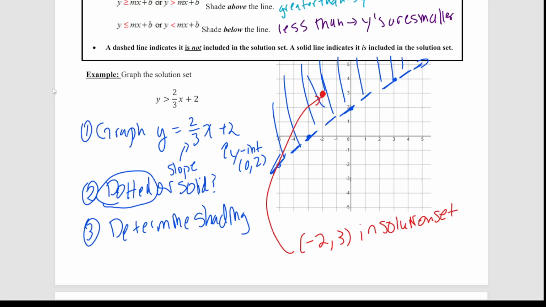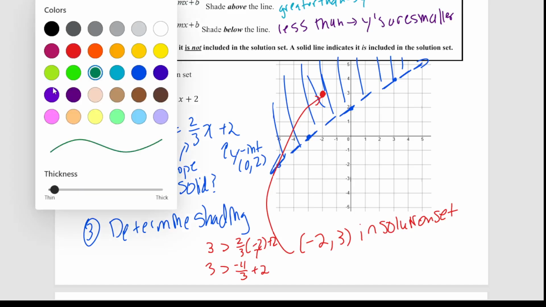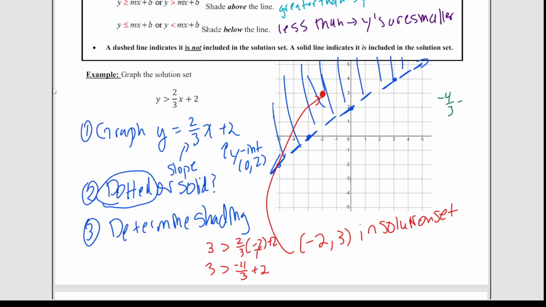So if I'm going to plug that into the inequality itself, that would be 3 is greater than 2/3 times -2 plus 2. 2/3 times -2, -2 is secretly over 1. 2 times -2 is -4 over 3 plus 2. To do -4 over 3 plus 2, we've got to change this to a common denominator, so I'm going to do this off to the side. -4/3 plus 2, 2 is secretly over 1.